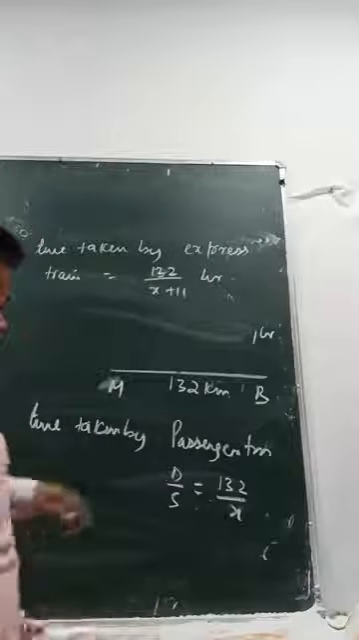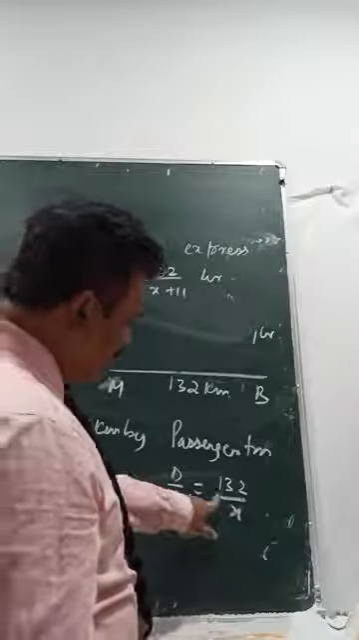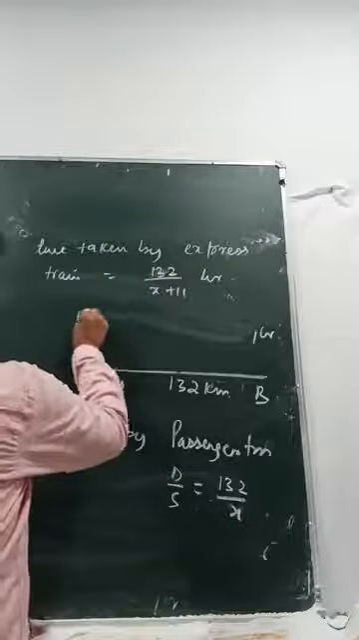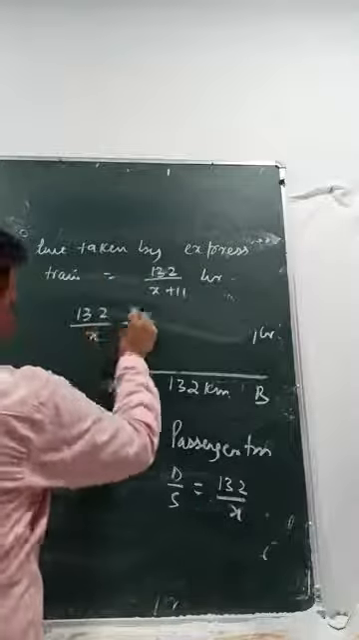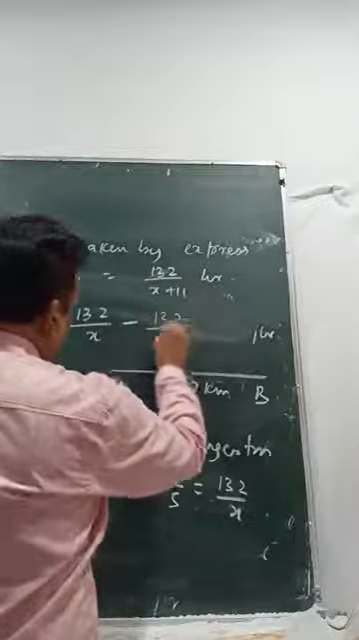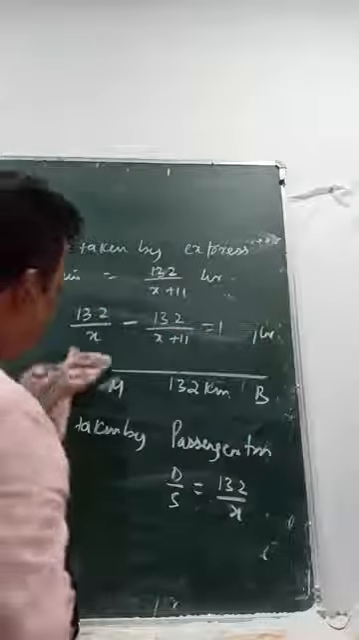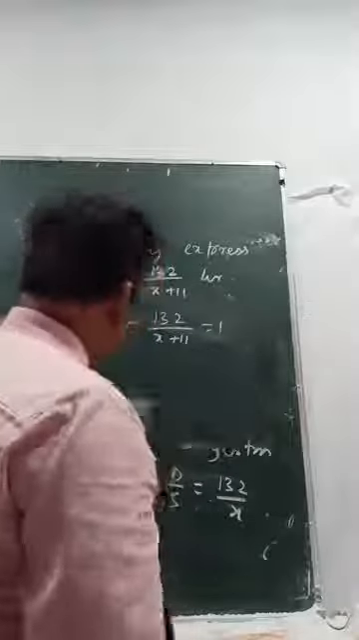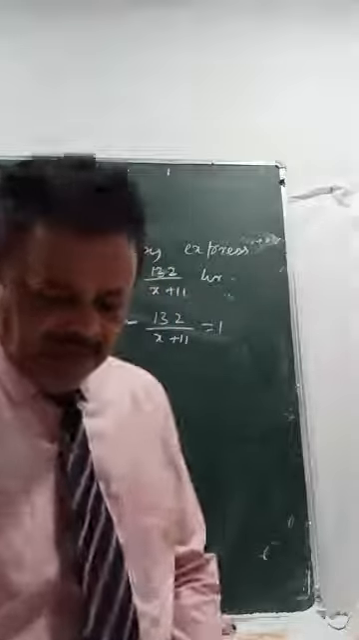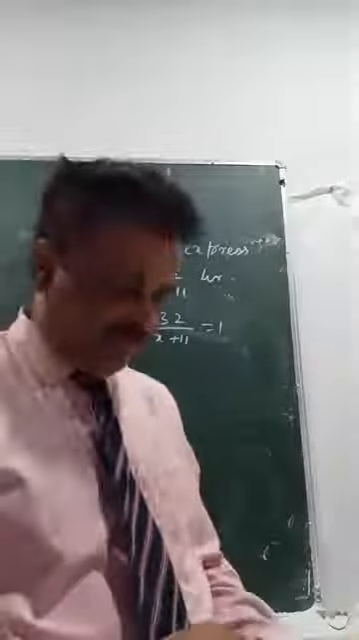One hour. So 1 hour means which one is bigger? Denominator is smaller means this is bigger. So 132 by x minus 132 by x plus 11 equals to 1. I have done a question like this. You will try to solve it. Okay, now let me go to the next question.